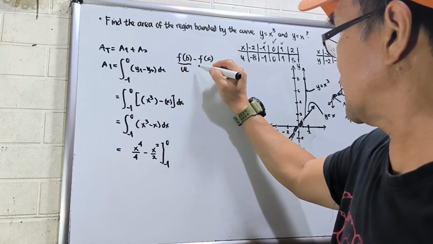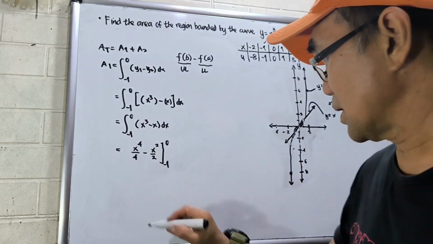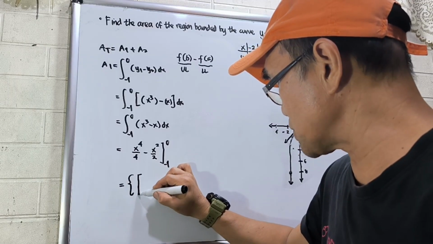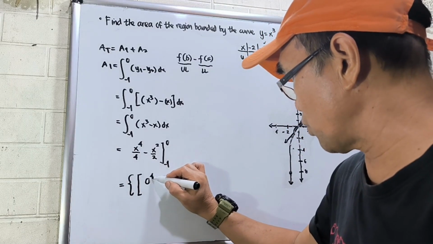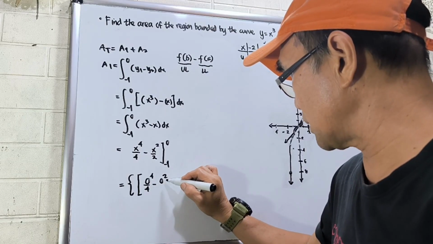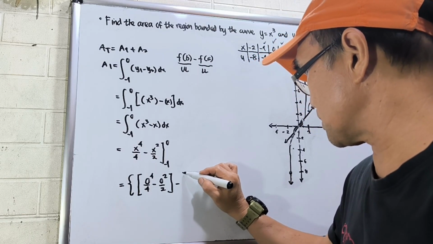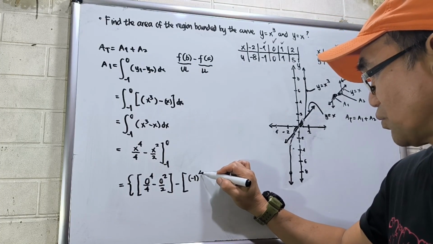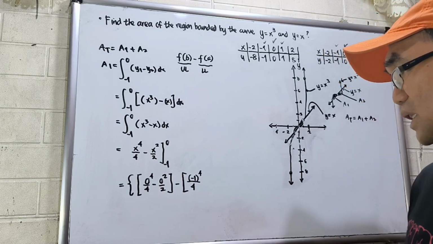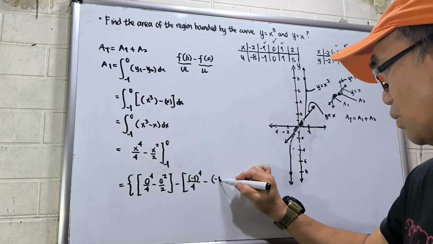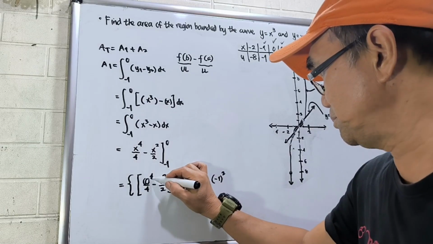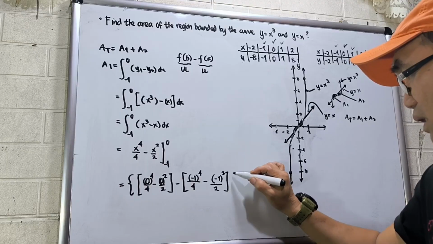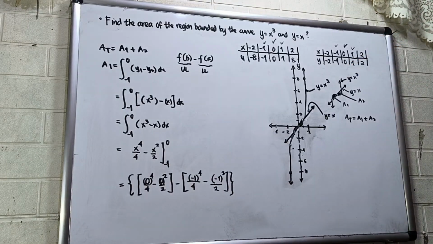So this will be the upper limit, then this will be the lower limit. So I will start with the upper limit. So I will use an open brace, then open square brackets. So this will be 0 to the 4th over 4, minus 0 squared over 2. Then minus circle brackets negative 1 raised to the 4th power over 4. Then this will be minus circle brackets negative 1 squared over 2. Then totally close with brace.